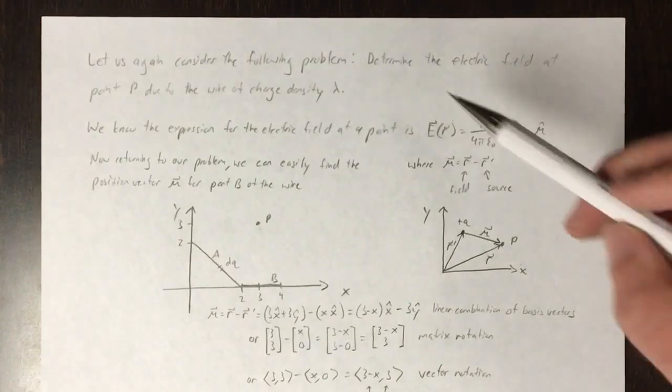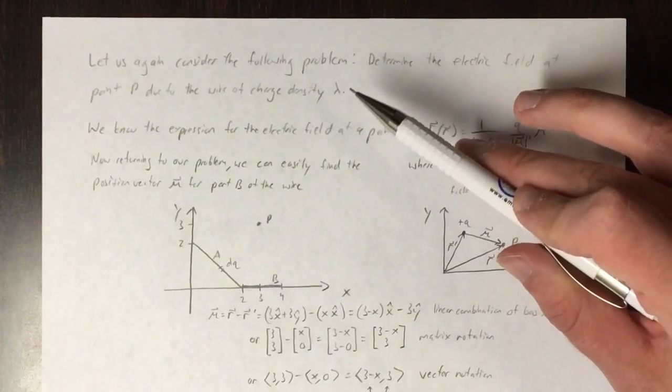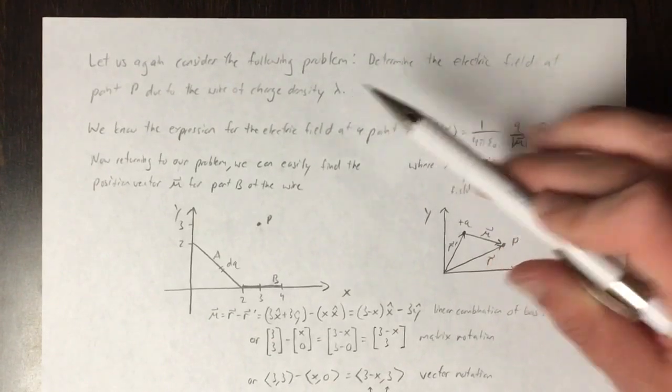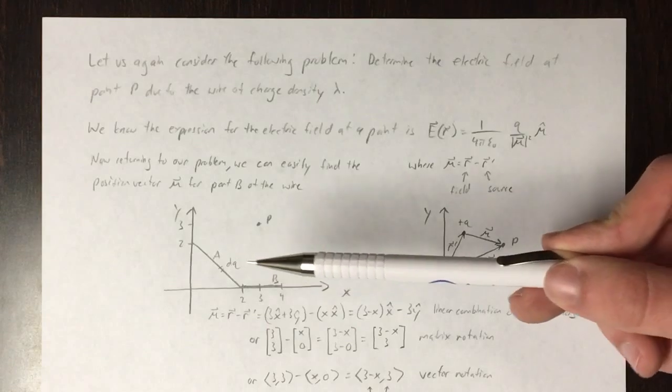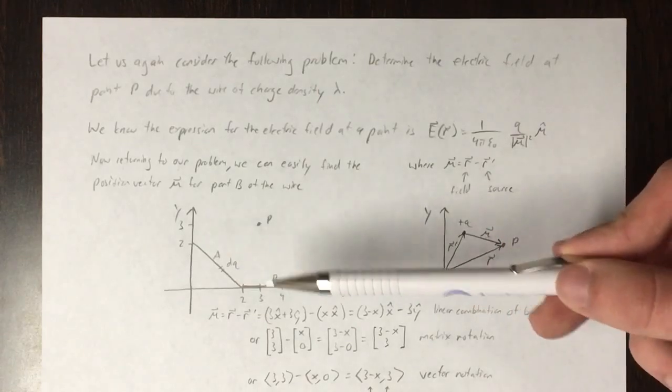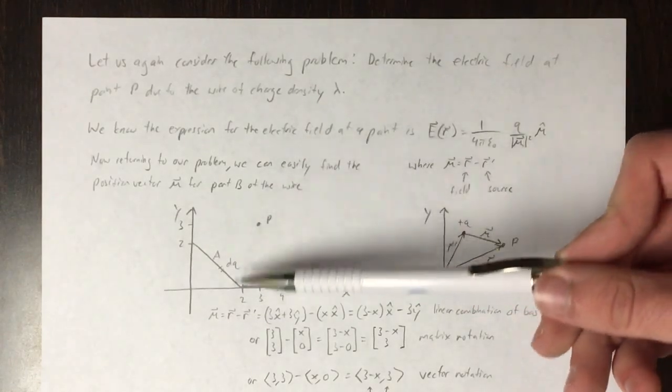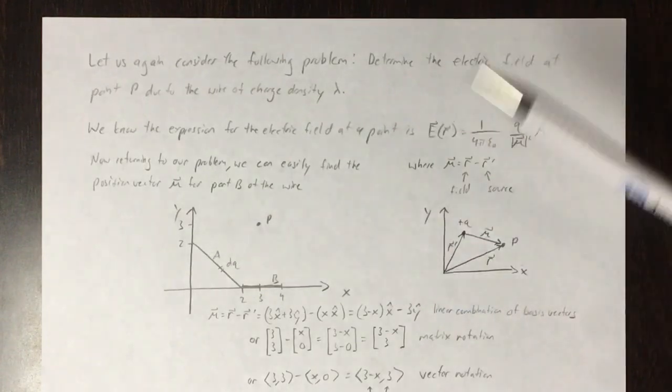Determine the electric field at point P due to the wire of charge density lambda. So you can see the wire I have written down here, and I split it into two parts, A and B, and it's a continuous charge distribution. So I'm going to cut little chunks dq and integrate along the wire to find the field.